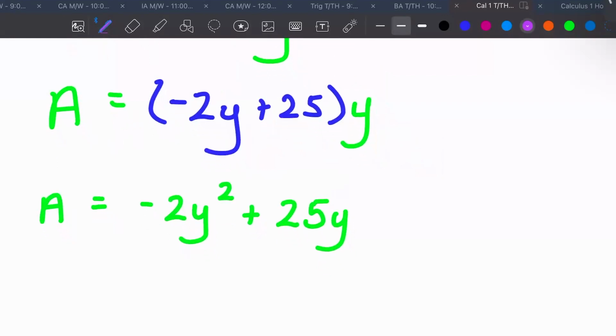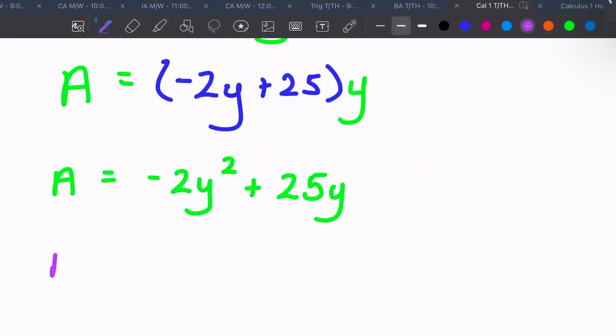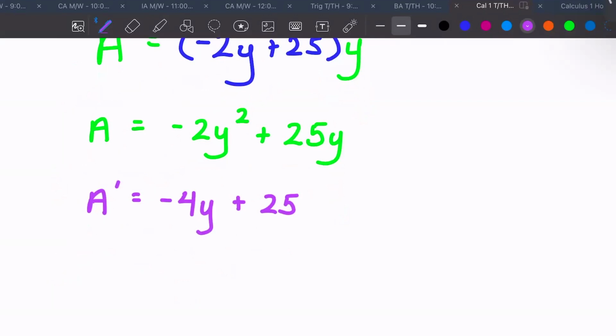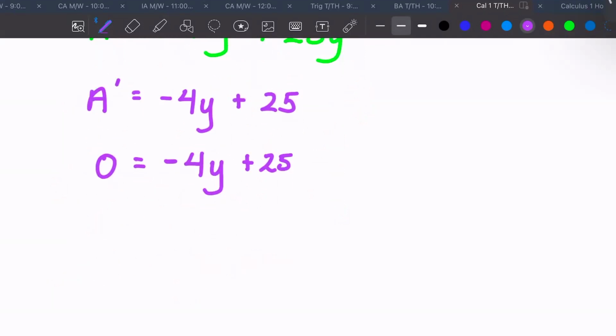Then I want to optimize it. So that means I'm going to do what? Take the derivative: negative 4Y plus 25. Then I set that equal to 0, and I solve. So I add 4Y to both sides and divide by 4. We can leave that in decimal. So 6.25 is what we got for our Y value.